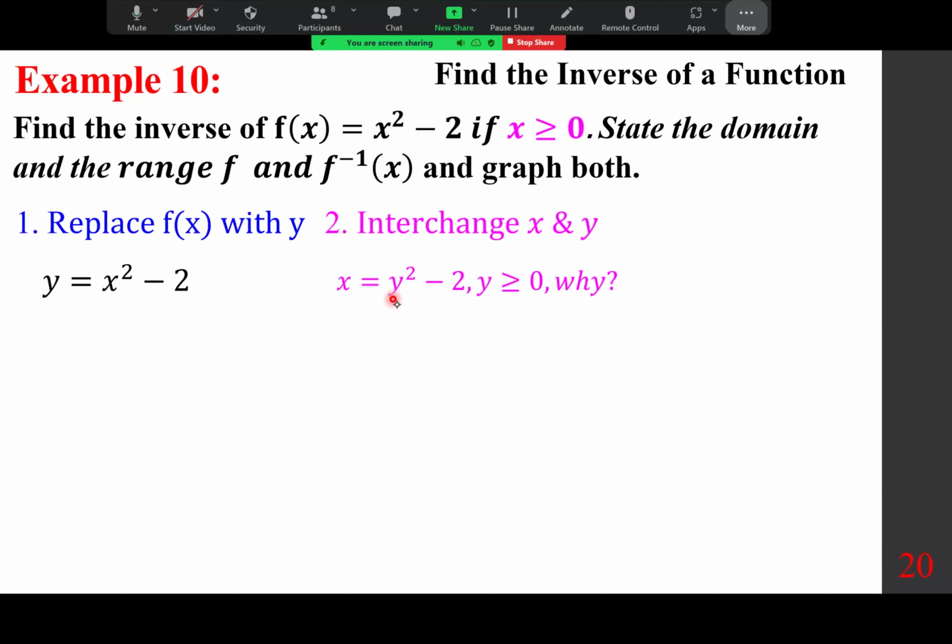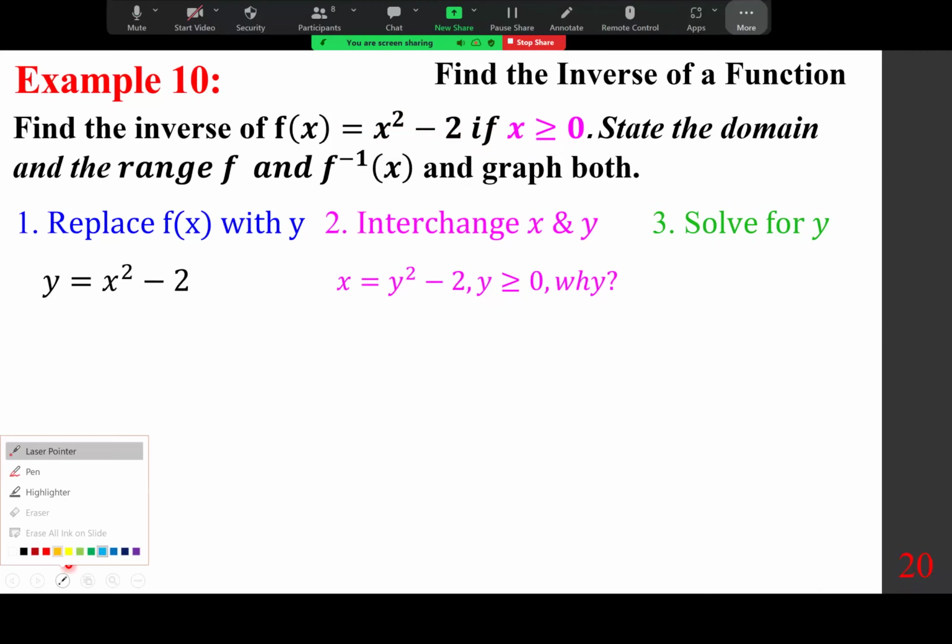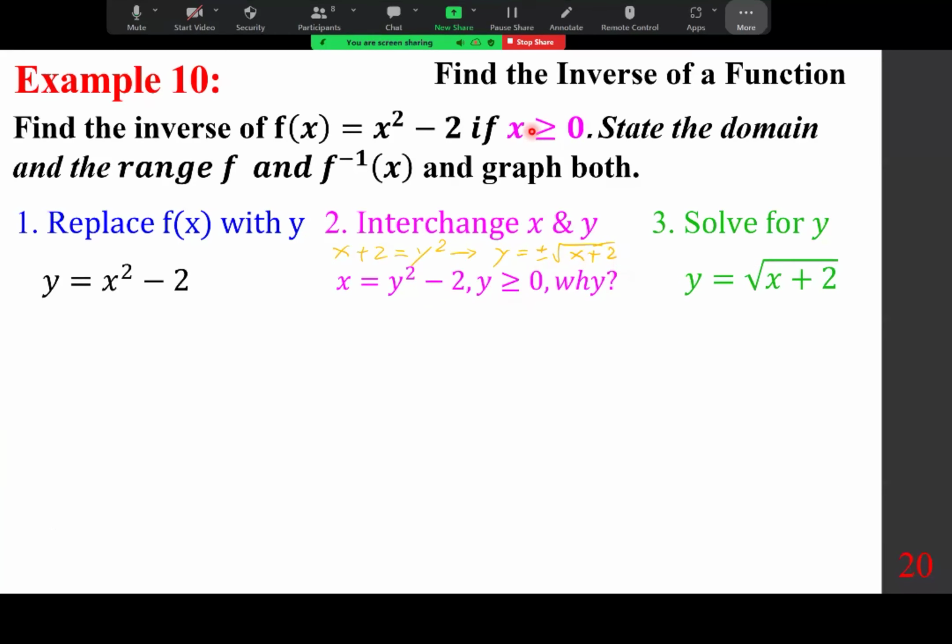And we are going to solve for y. To solve for y, x plus 2 is y squared. Therefore, y is plus or minus square root of x plus 2. There are two answers, and because y is larger than or equal to 0, we just take the positive one. Just in case this was less than or equal to 0, we would take the negative one. Okay, so it's the inverse function for the other half.